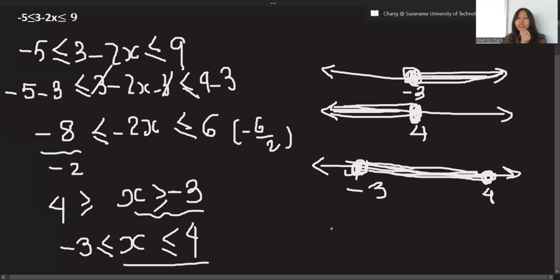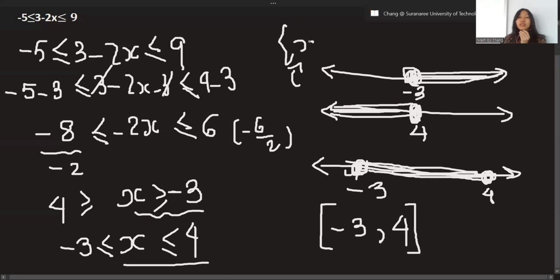How about notation? The value of x is between minus 3 and 4, and there is an equal sign. It means that the value of x can equal minus 3, so you have to use the square bracket. And it can also equal 4, so you have to use the square bracket here. If you want to write the set, I will write: the set of x such that the value of x is between minus 3 and 4.